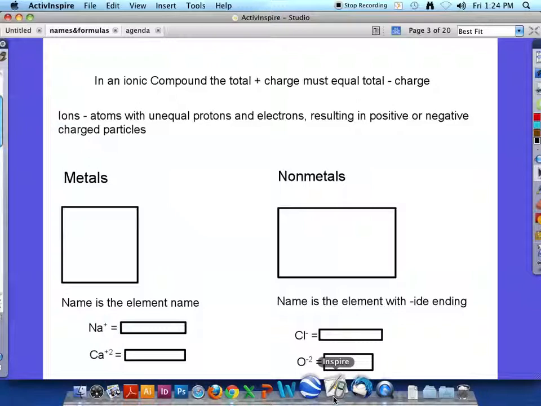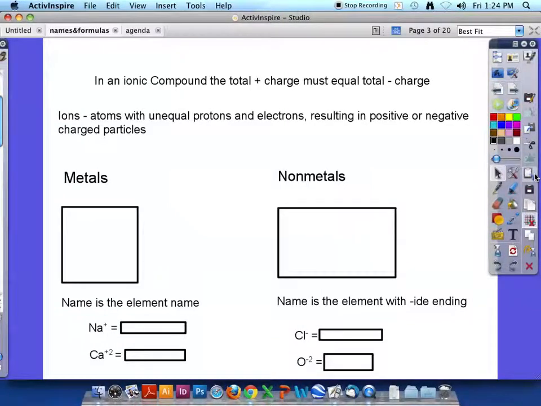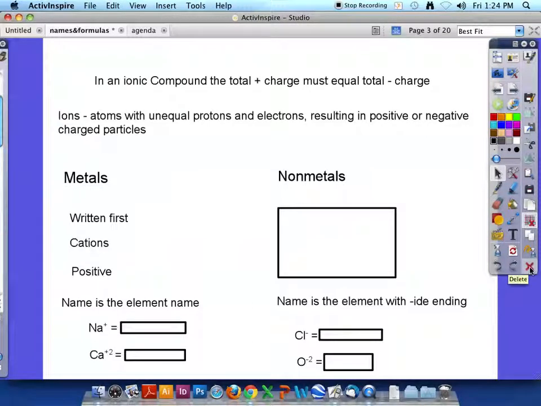If you take a look at your periodic table, you should be able to identify your metals and your nonmetals. The blue line divides down for the metals. Metals are one type of ion, and your nonmetals are another type of ion. The metals in an ionic compound are written first. They are called cations, and they are positively charged ions.